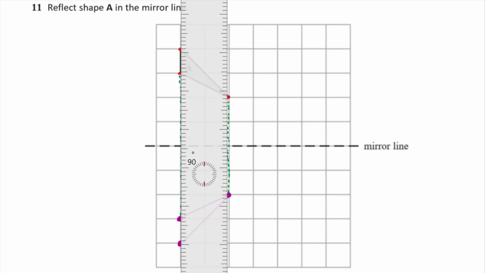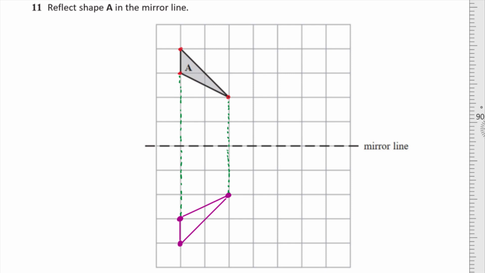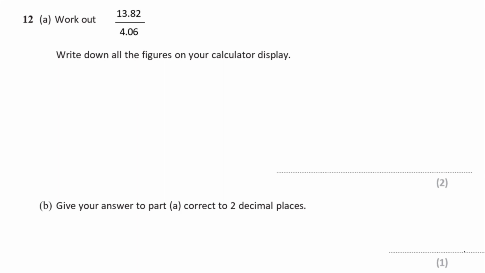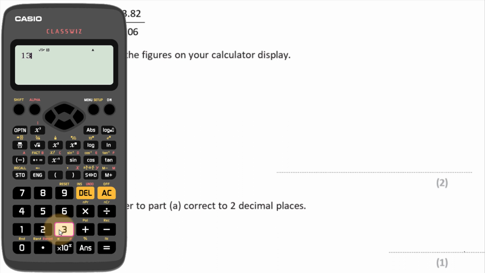We normally label images of things with the same letter, but with a little dash like that. So the image of A is A dashed. Okay, so I'm done. Question 12a, work out 13.82 divided by 4.06. Write down all the figures of your calculator display. So we're just going to type into the calculator 13.82 divided by 4.06.